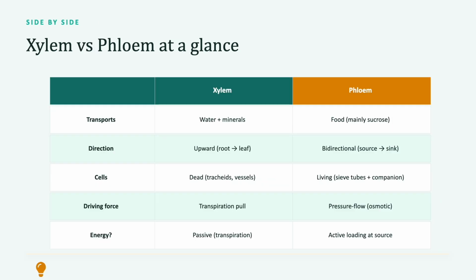Here is the whole transport chapter in one comparison table. Xylem versus phloem side by side. Xylem transports water and minerals upward through dead cells, driven passively by transpiration pull. Phloem transports food, mainly sucrose, bidirectionally through living sieve tubes, driven by the pressure flow mechanism with active loading at the source. Screenshot this table, it is your one-page revision for the entire chapter.